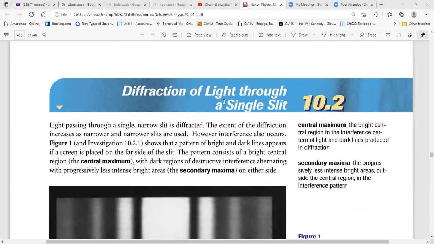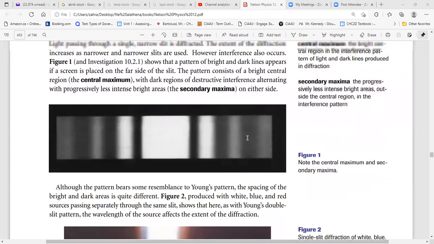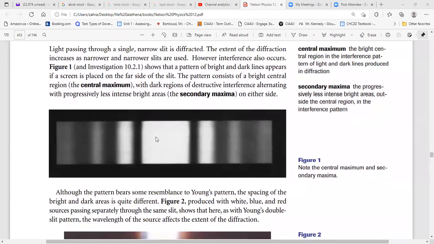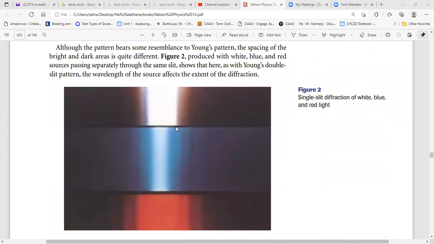10.2 Diffraction of light through a single slit. We did double slit, now we do the single slit. For single slit, we have a central maximum, a very bright spot here. And we have dark fringes, and as you see, as you go to the sides, you're getting less intensity.